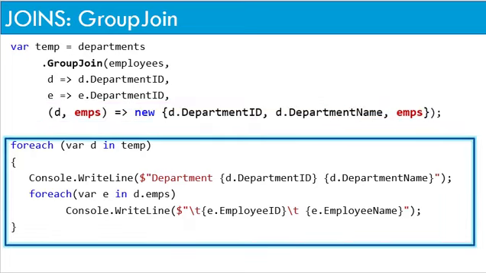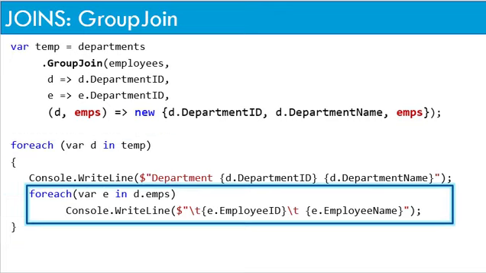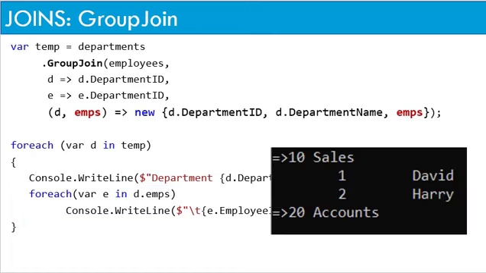The first foreach loop iterates through the departments, whereas the inner loop iterates through the employee sequence inside each department. If you examine the output, both of the departments appear in the output, and only related employee elements appear under Department 10, which is the Sales Department. No employee appears under Department 20, which is the Accounts Department.